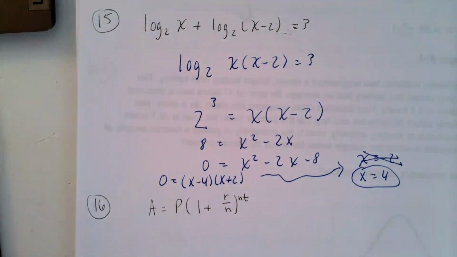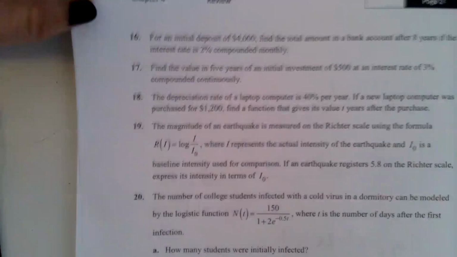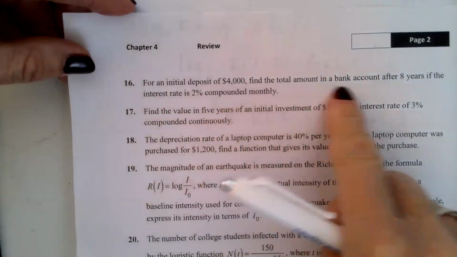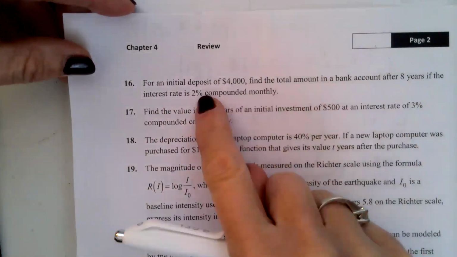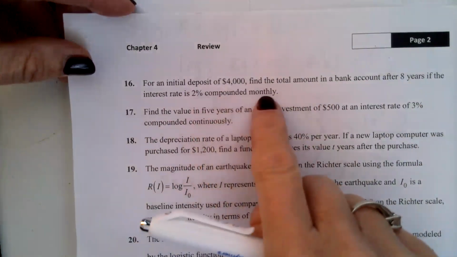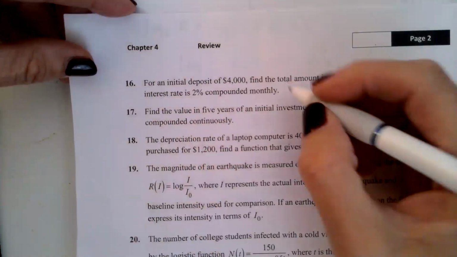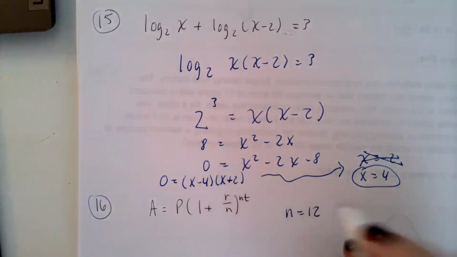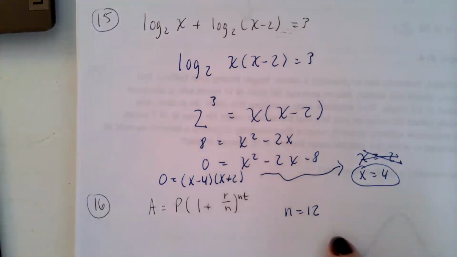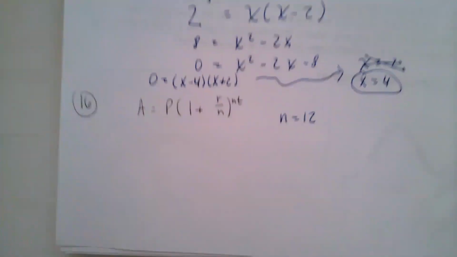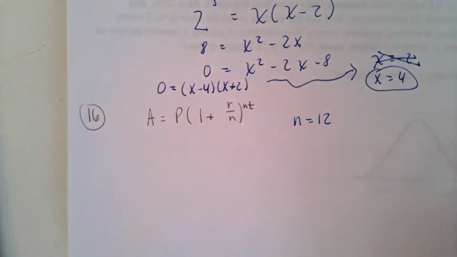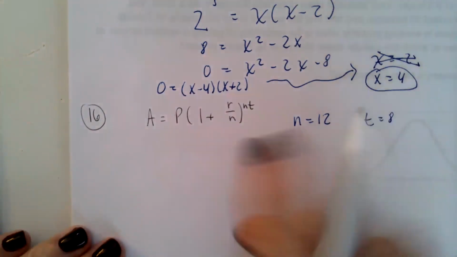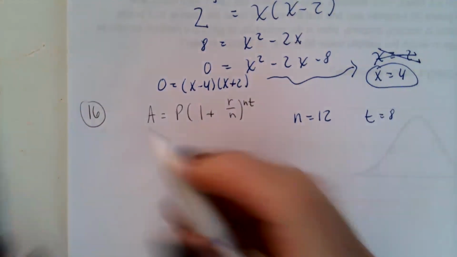Now, question number 16 says, for an initial deposit of $4,000, find the total amount in a bank account after 8 years if the interest rate is 2% compounded monthly. So we have to remember that monthly is n equals 12 because there's 12 months. It's going to accumulate my interest every month for 12 months. And this is going to go on for 8 years, so my t is 8. This is the formula that we're using, have that available.